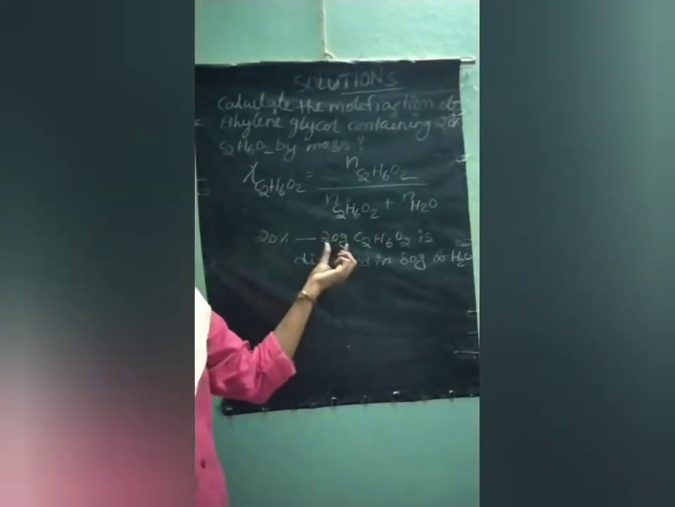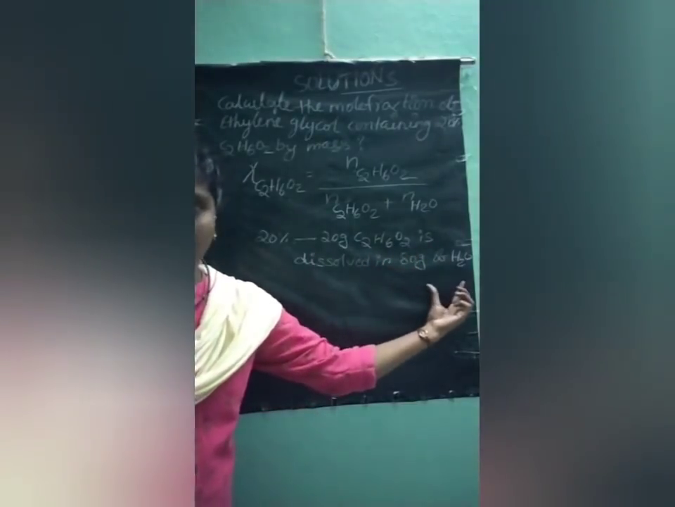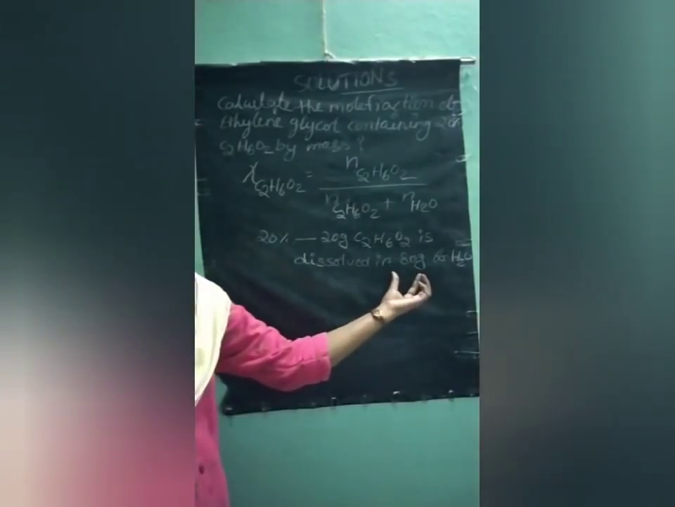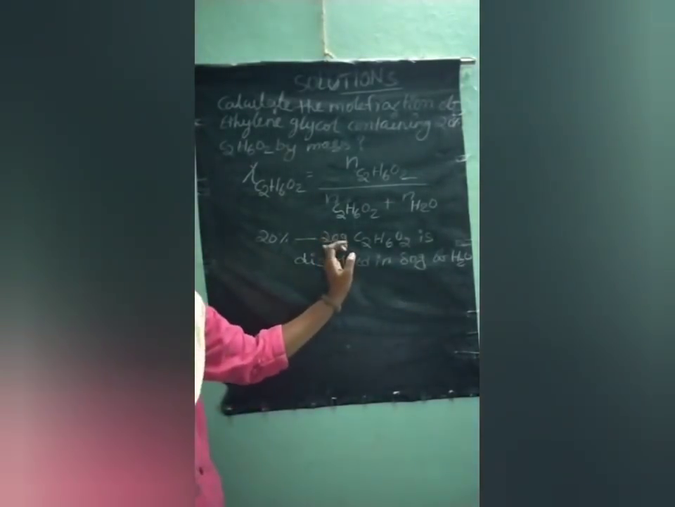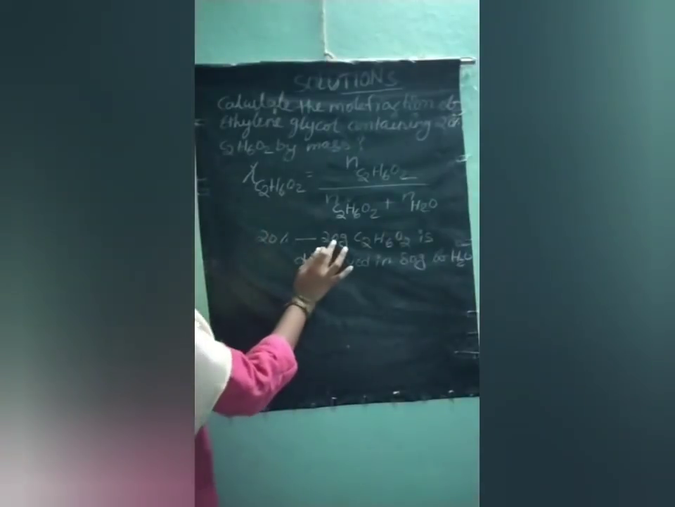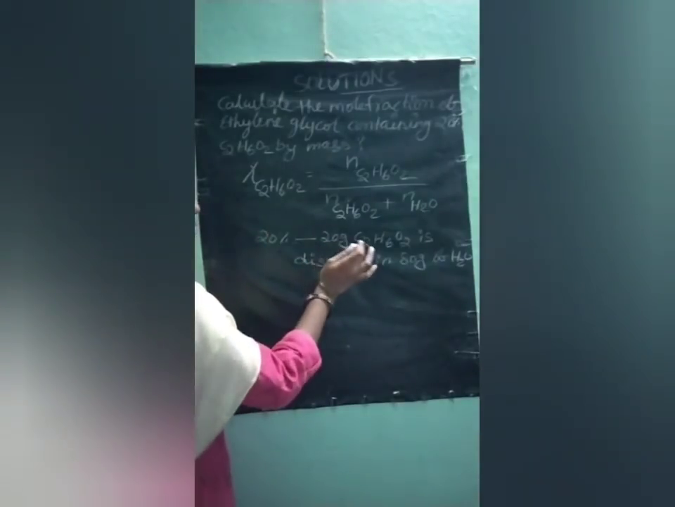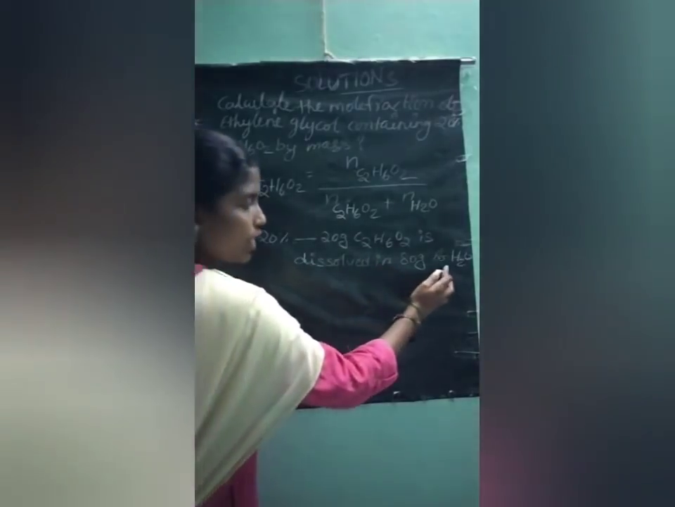20% of ethylene glycol changes like this. That is 20 grams of ethylene glycol is dissolved in 80 grams of water, or 100 grams of solution also. Okay, 100 minus 20 we get 80. That is 80 grams of water. So here the weights we already know. Weight of the ethylene glycol is 20 and weight of the water is 80.